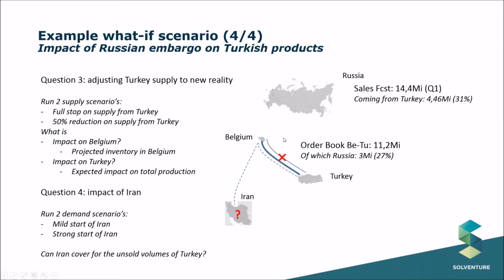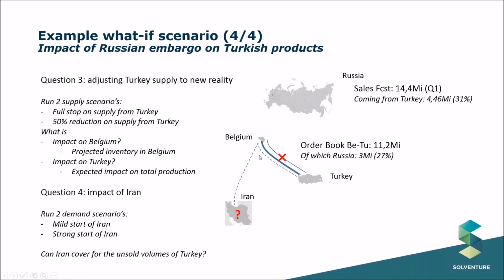Question number 3, so can I reduce the supply from Turkey? Well, it will depend on my supply contract. If it's my own factory, maybe I can just put a full stop on the production. If it's a supplier, there may be a certain limited flexibility upwards and downwards on the supply agreement over the next quarter. So again, I need to simulate what is the impact.